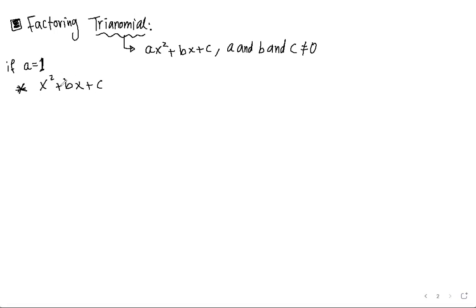So let me explain it more. If a equals 1, then the trinomial would look like x squared plus bx plus c. I'm going to factor it to something that looks like this: x plus r, x plus s, such that r times s, this number times this number, gives me c, and r plus s gives me the middle one, b. Let me explain what I said here by example.